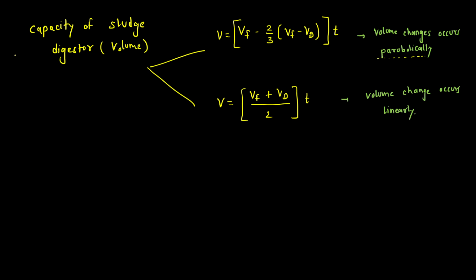Now, this is the first one. What is this Vf and what is Vd? V we know, this is V. Vf is the volume of fresh sludge, volume of fresh sludge per day.